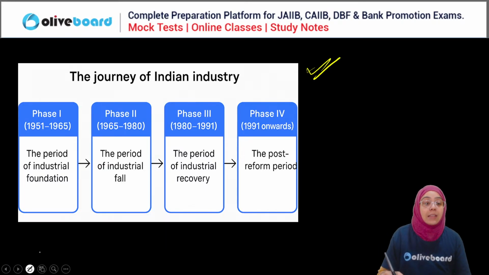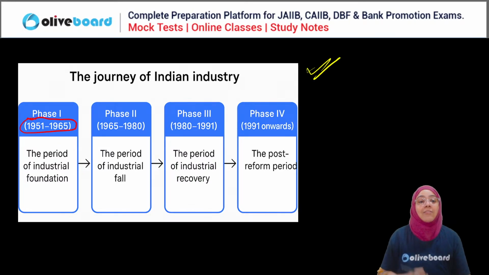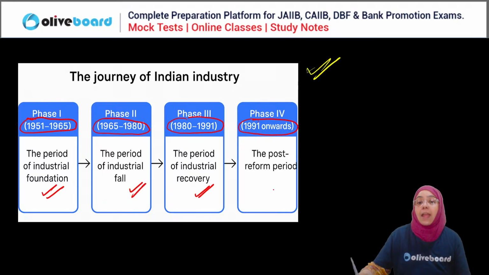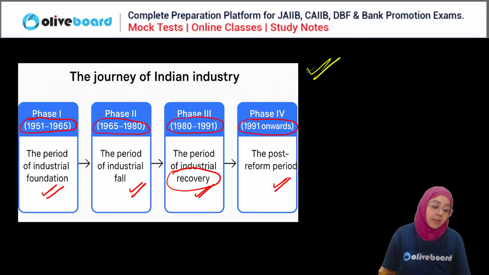I have written the years also here. Phase 1, 1951 to 65. Phase 2, 65 to 80. Phase 3 is from 1980 to 1991. And fourth is 1991 onwards. This is the foundation. This is the fall. This is the recovery. And this is the post-reform period, right? In this phase we introduced different liberalization measures, that's why we recovered. So the correct answer is 2413. Clear?